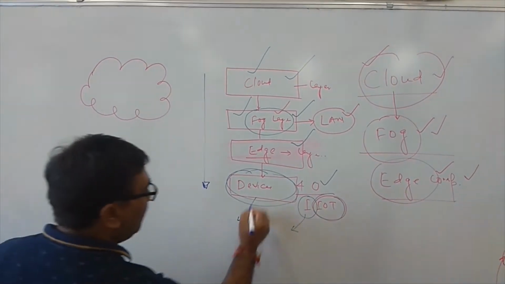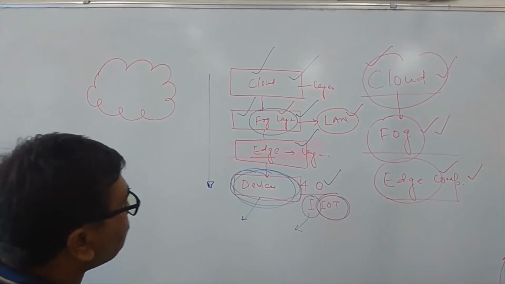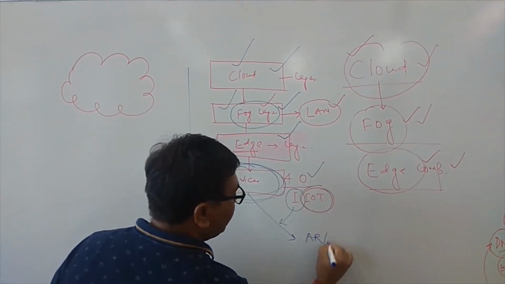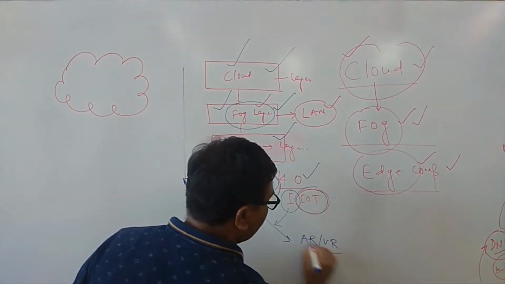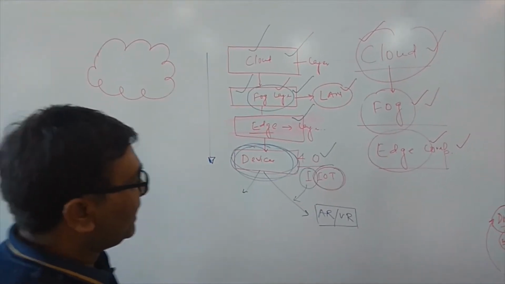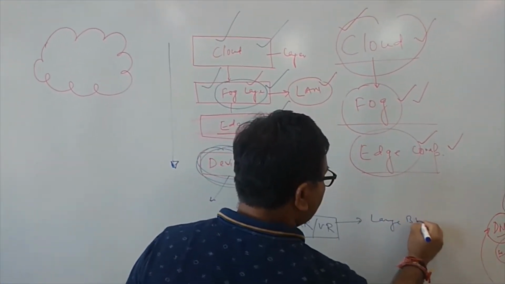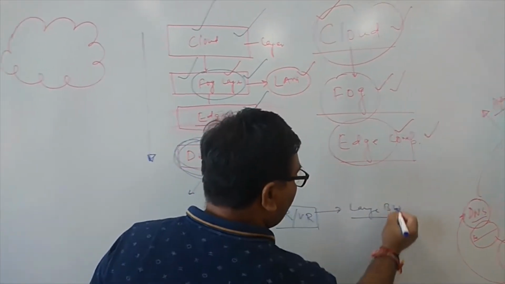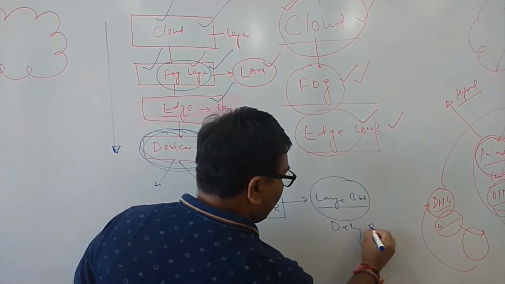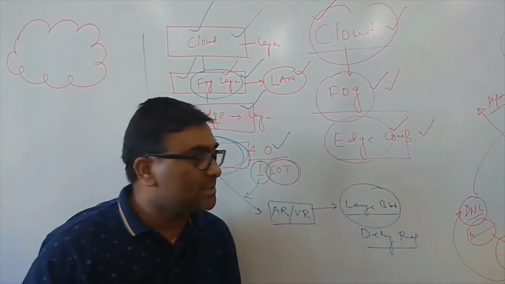there are different types of IoT devices, right? IoT devices are also related with augmented reality and virtual reality, right? Augmented reality and virtual reality require very large bandwidth, and at the same time the delay requirement is very low. I'm just giving one example.